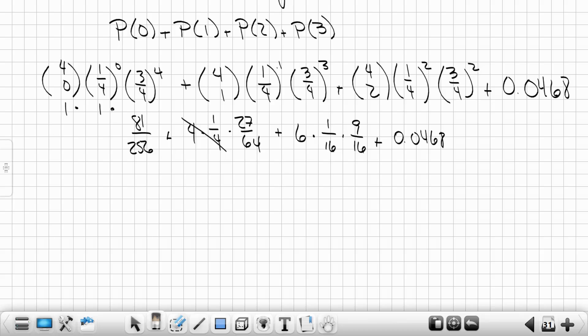All right, guys. So calculator, decimal it up. 81 divided by 256. It's 0.316. Give me one more decimal. 4. Okay. Plus 27 divided by 64. 0.4218. Okay. 6 times, so we have 54 over 256.